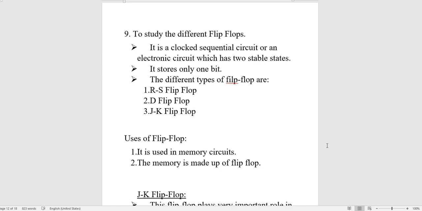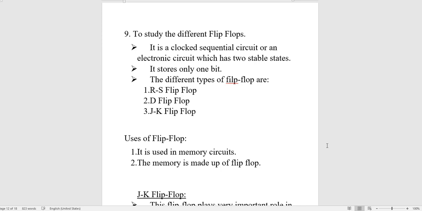So what is a flip-flop circuit? It is the basic building block of your counters as well as registers. Mostly you can say that a flip-flop is a bistable multivibrator. Why is it called a bistable multivibrator? Because it plays an important role in different types of digital circuits such as registers, counters and memory circuits.